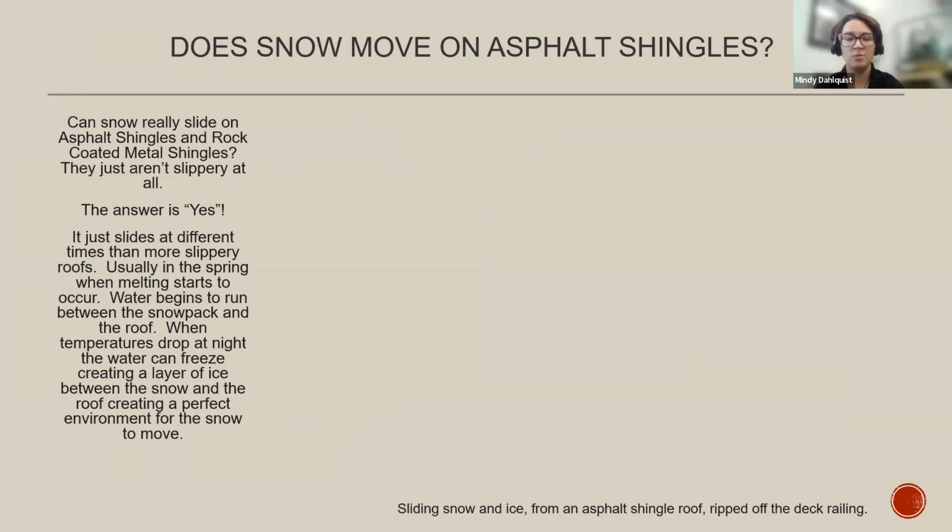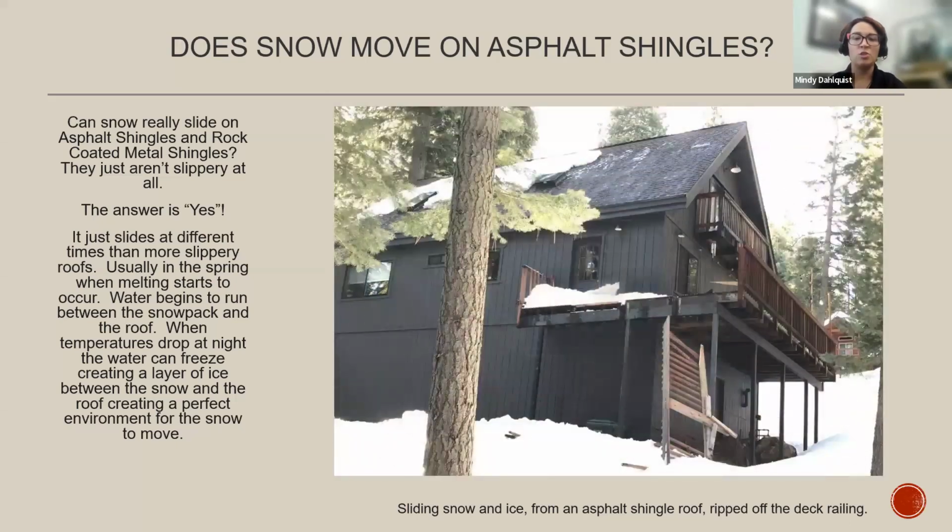But oftentimes that just makes us assume that snow and ice does not move on those roofs. Unfortunately, that is not true. So oftentimes it's going to move at a different time period than when your metal roof would shed your snow. Usually it's going to be in the spring, when your melting starts to occur.